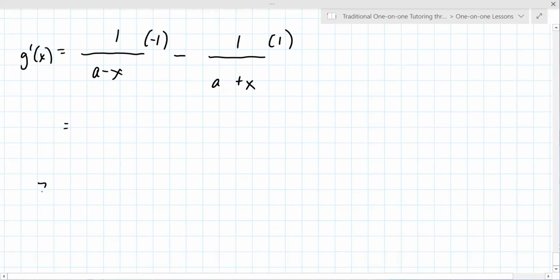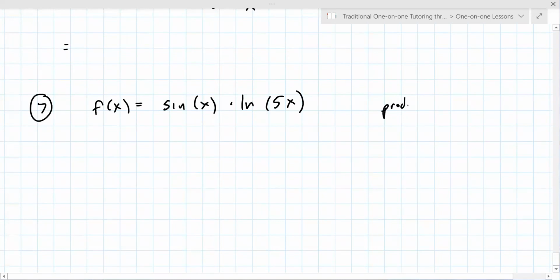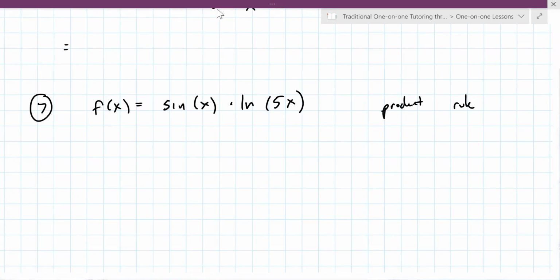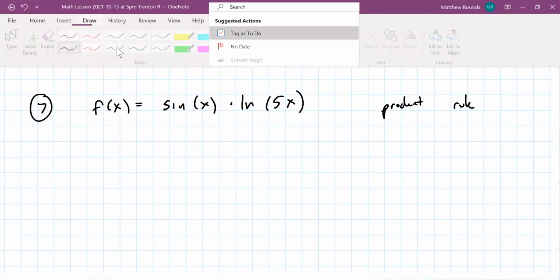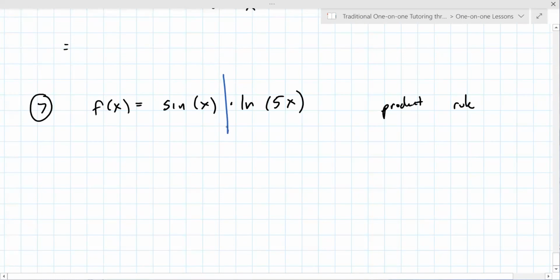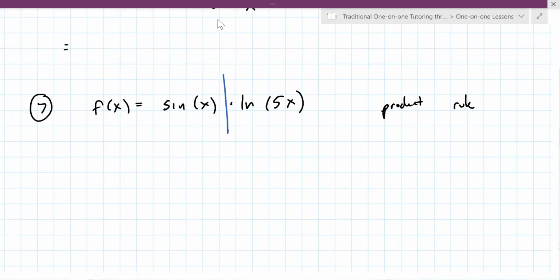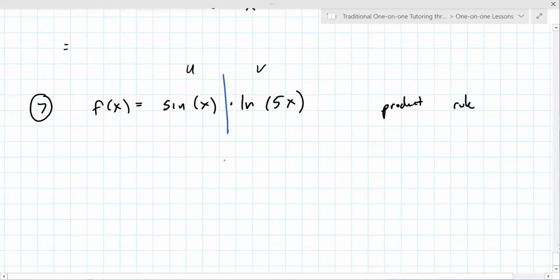All right, so let's make 7 our last one here, because this one has quite a bit to it. This is a product rule first, and the dividing point is right there. So this is that UV, so it's UV prime plus VU prime.